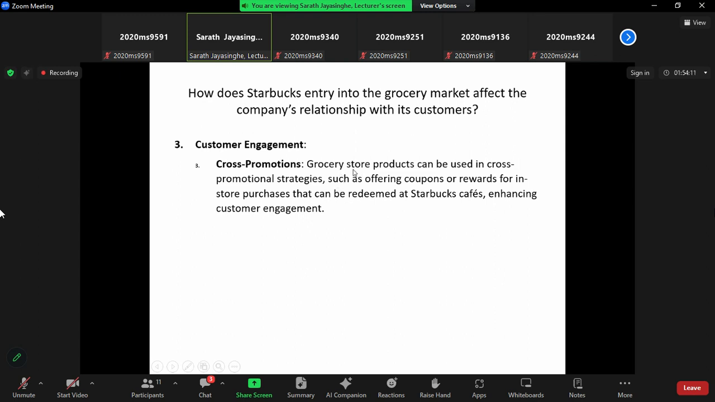Then customer engagement and cross promotion. Cross promotion means that grocery store products can be used in cross-promotional strategies, such as offering coupons or rewards for in-store purchases that can be redeemed at the Starbucks cafe. You can issue coupons at grocery stores, then use them to go to the cafe, enhancing customer engagement. While they are purchasing in the grocery stores or supermarket, you can build some kind of relationship with the coffee cafe. Then you can go there and have the experience, the brand usage or coffee shop usage, which is customer engagement.